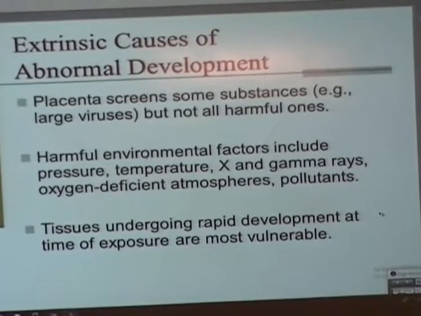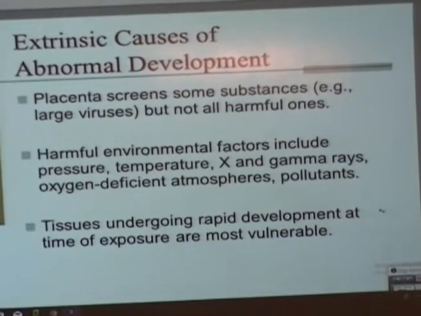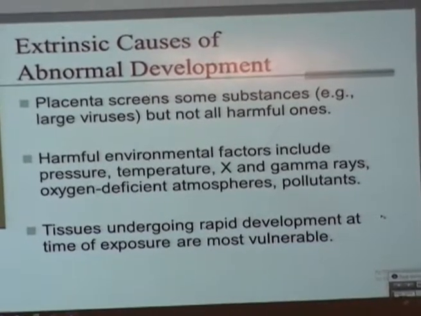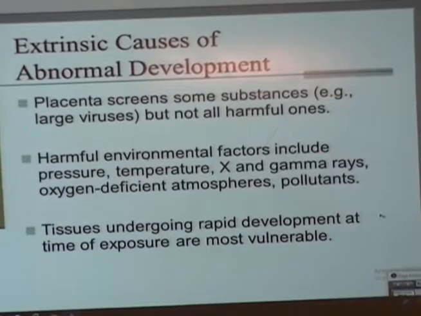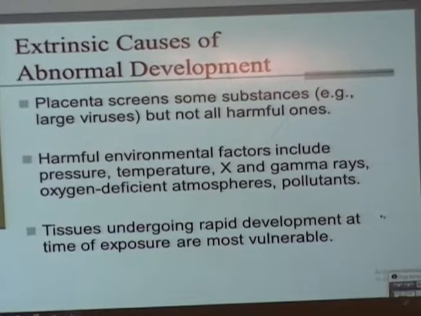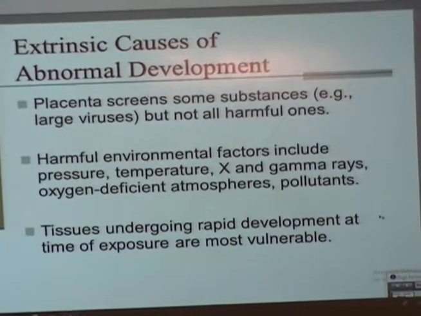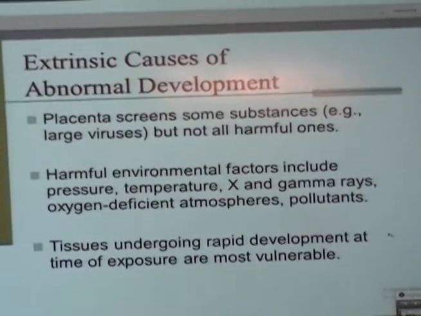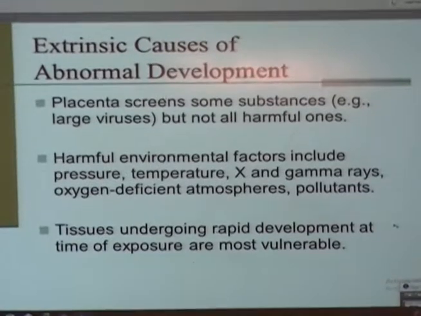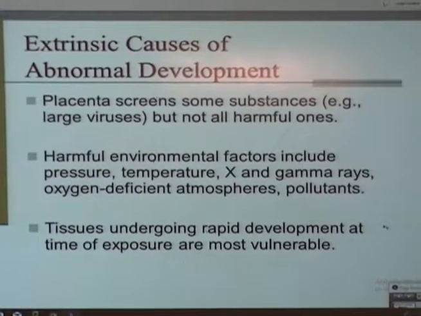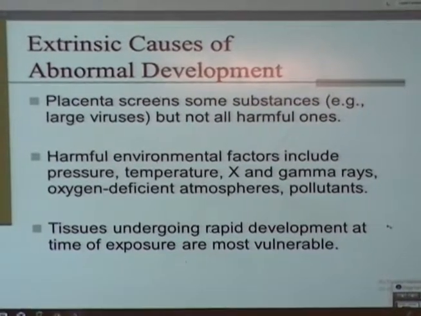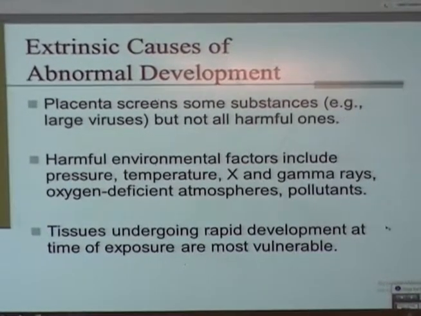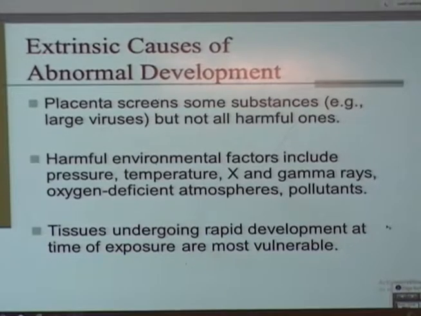And when we look at the effects, not all the tissues are developing at the same rate at the same time across nine months. Certain organs develop ahead of others, and tissues are developing most rapidly in different timelines. So when the baby is exposed to a teratogen, it depends which particular tissue is undergoing the most rapid development at that point in time.